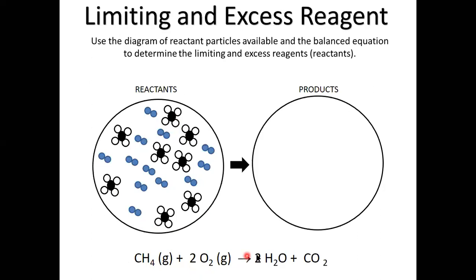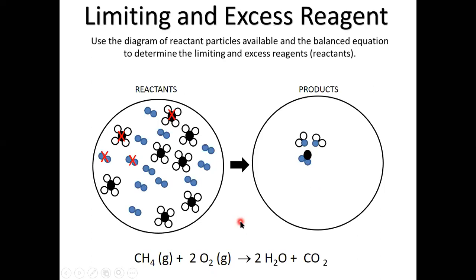And when they do that, they will produce products. What they'll do is they'll produce 2 molecules of water and 1 molecule of carbon dioxide. So let's begin using up these reactants just like we did with car bodies and tires. So we're going to use up 1 CH4 and 2 oxygen. That'll manufacture some product.